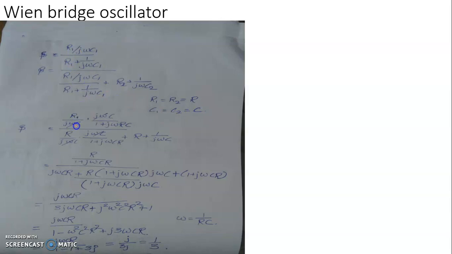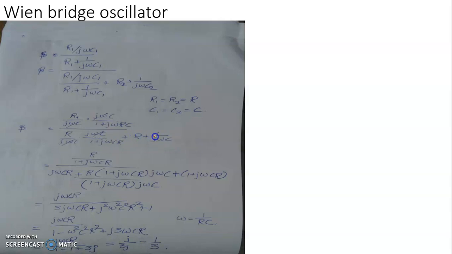Now, R by j omega C, cross multiply this and multiply the numerator with the reciprocal of this cross multiplied product. That is now 1 plus j omega RC divided by j omega C. So j omega C comes to numerator, 1 plus j omega RC is there. And the denominator also, this step is repeated, plus R plus 1 by j omega C. This is now R by 1 plus j omega RC in the numerator divided by R by 1 plus j omega CR plus R plus 1 by j omega C.